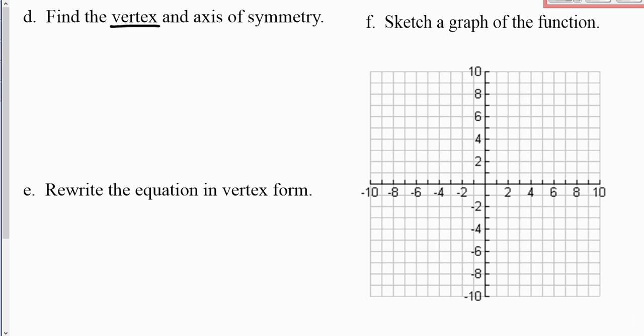So I'm still working with the same equation here. To find my vertex, I'm going to use my negative b over 2a. For my function, my a was equal to 1, my b was equal to negative 6, and my c was equal to 5.